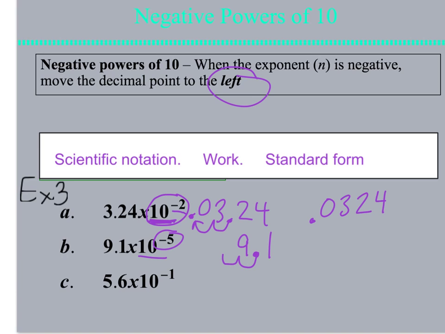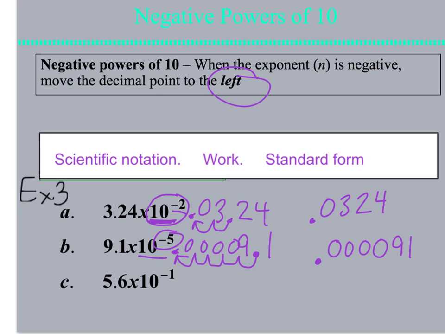1, 2, 3, 4, 5. Add your new decimal. Add in all of your zeros. So I get 0.00091.